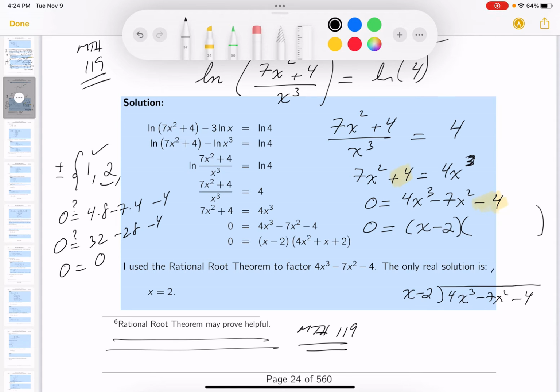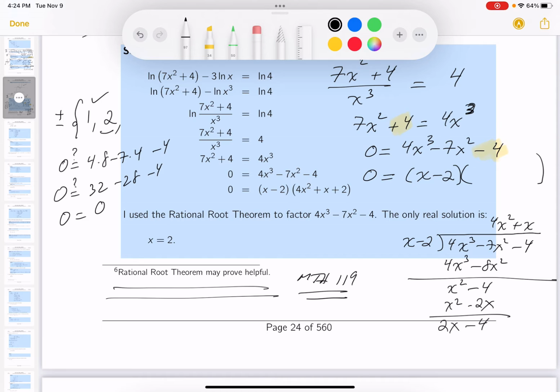How would I do that? 4x squared. And what do you get? 4x cubed minus 8x squared. What would that give me? That would give me x squared minus 4. And then I'm going to say plus x. That would give me x squared minus 2x. I got to subtract. That's 2x minus 4. Yeah, it's a lot of work, isn't it? And then what do you get? Looks like plus 2 now. So I'm going to say 4x squared plus x plus 2.